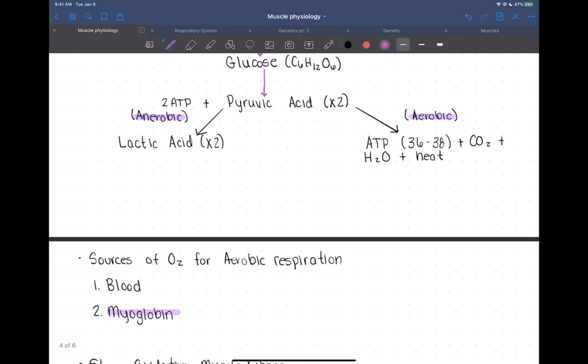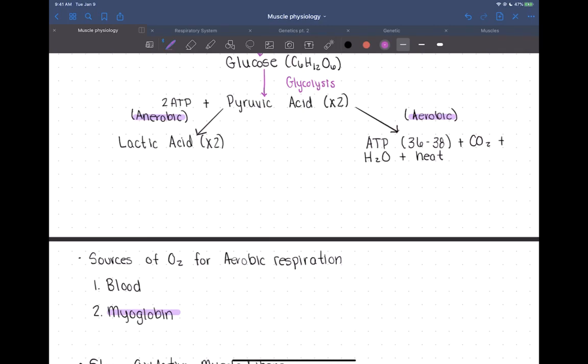So the process of making this pyruvic acid, we take our glucose and break it down into 2 pyruvic acids. You end up also making 2 ATP in that process. This is called glycolysis, and it will happen whether oxygen is present or not. What you use those pyruvic acids for is going to depend on the oxygen.